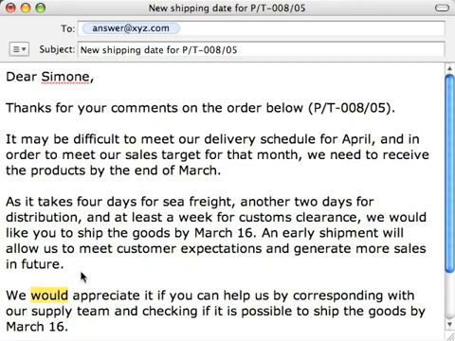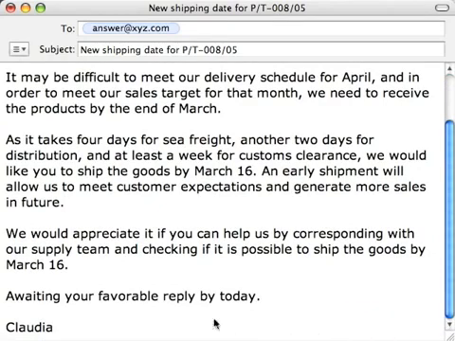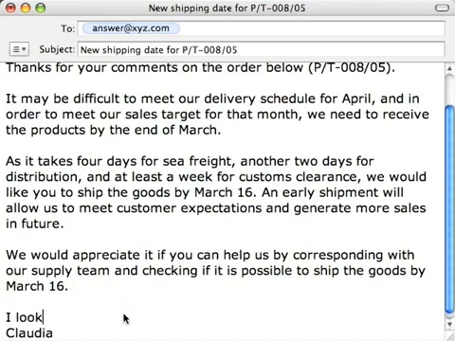We also need to do something about the closing salutation, "Awaiting your favorable reply by today." This is not a good way to close the email. It suggests that Claudia expects an immediate reply and that she expects Simone to agree to her request. Those are expectations you shouldn't express directly because you want to maintain a sense of cooperation with your reader. If Claudia wants Simone to make a speedy reply, she can express that desire indirectly by adding a new closing paragraph, "I look forward to your reply." And then we can change the closing salutation to something more neutral, like "Regards."